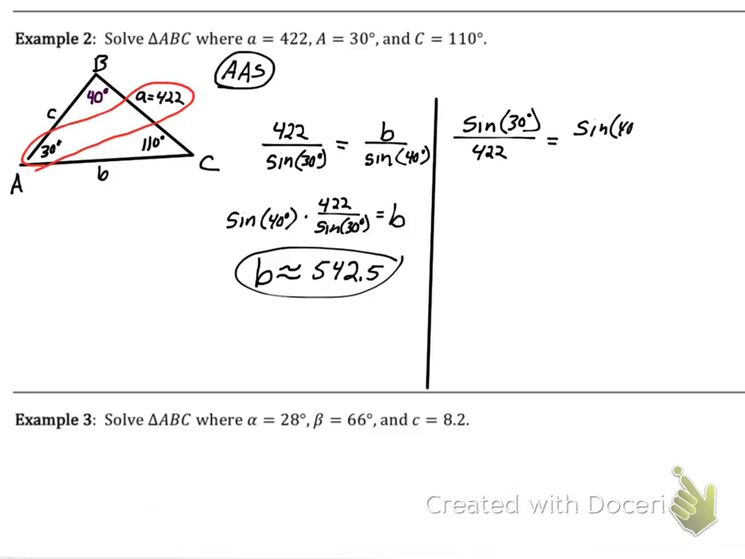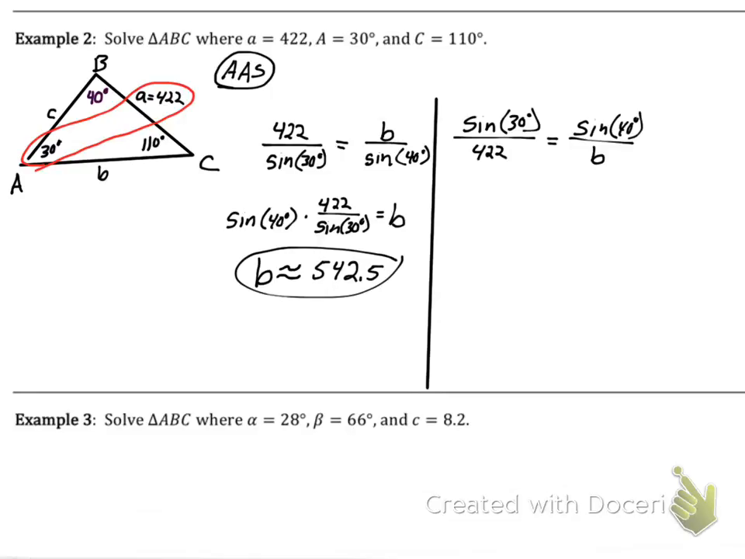Sine of 40 degrees over B. Where this one I just had to multiply by sine of 40, this one I have to multiply both sides by B. And then I have to divide by this fraction, which, like I said, you don't have to be writing down. This is the reason why you don't do it this way.